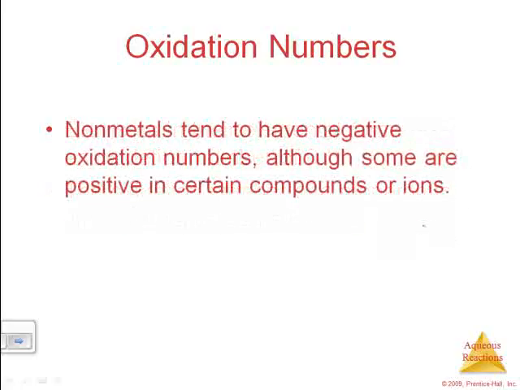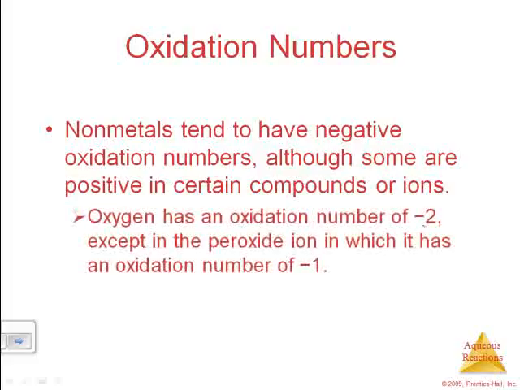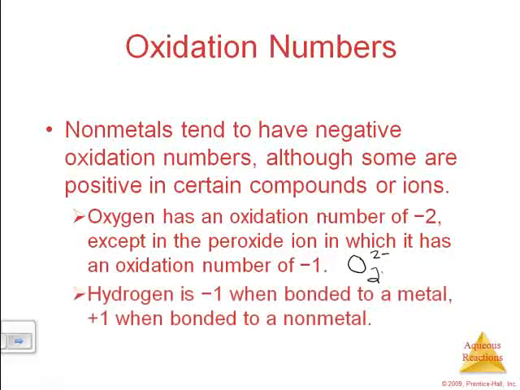Nonmetals tend to have negative oxidation numbers, although some are positive in certain compounds or ions. And that actually includes things like chlorine. Oxygen typically is -2, except in the peroxide ion, in which it has an oxidation number of -1. Peroxide ion is O2 2-, so each oxygen atom has a -1 charge. Hydrogen is -1 when bonded to a metal, +1 when bonded to a nonmetal.